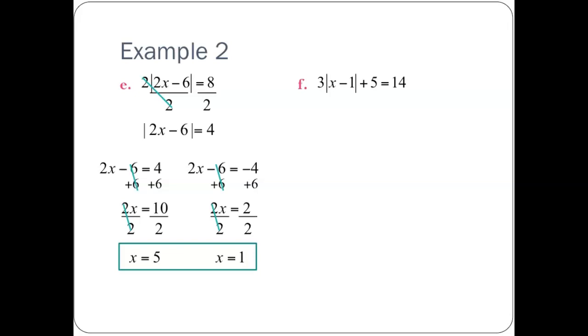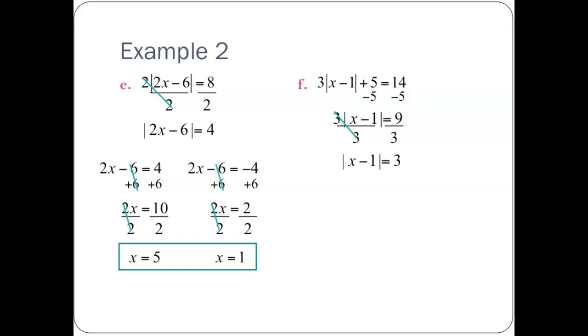All right, in the next one, we have 3 times the absolute value of x minus 1 plus 5 equals 14. All right, for this problem, we're going to need to get that absolute value completely by itself. Let's start by subtracting 5 from both sides. So now I have 3 times the absolute value of x minus 1 equals 9. And then now we still have a 3 that's out in front. So now I'm going to divide both sides by 3. That leaves me with the absolute value of x minus 1 equals 3.